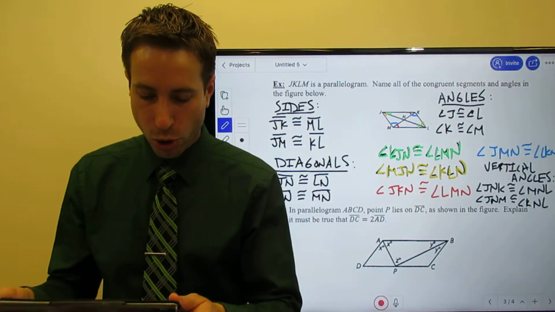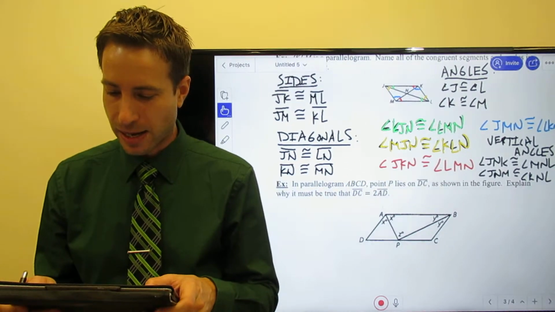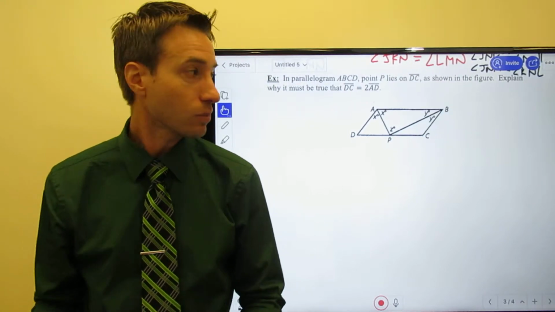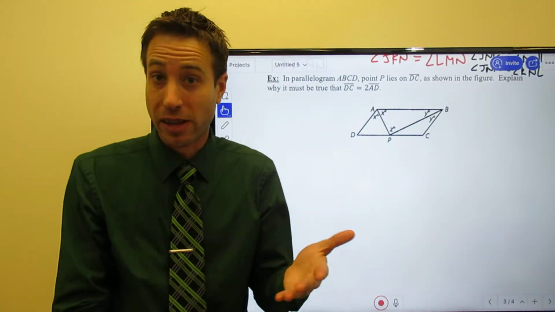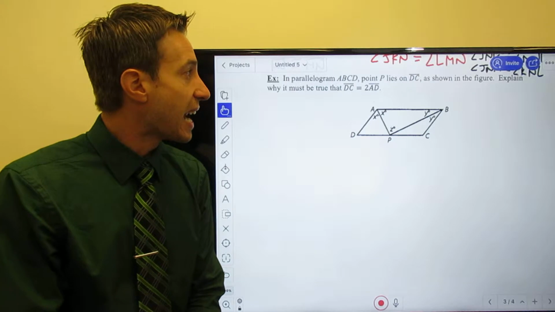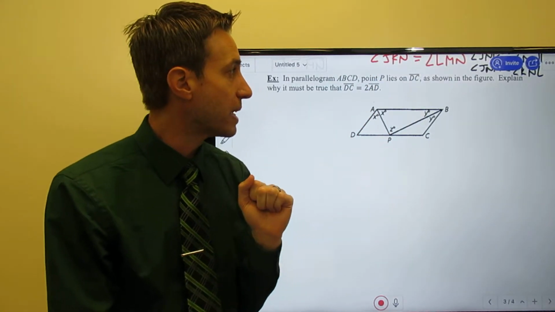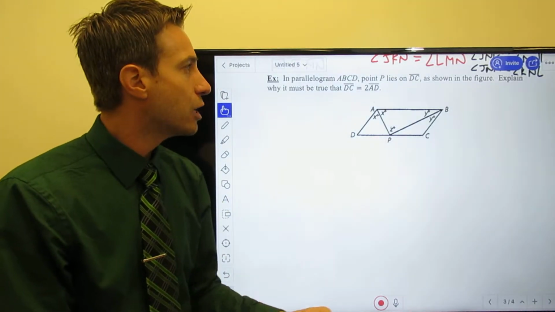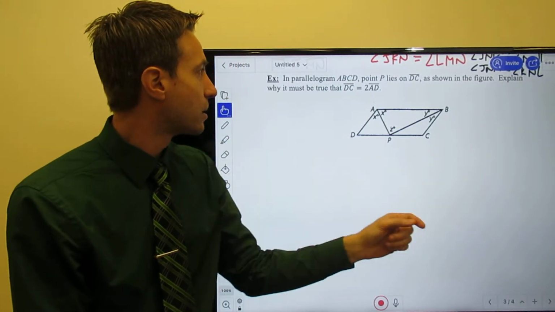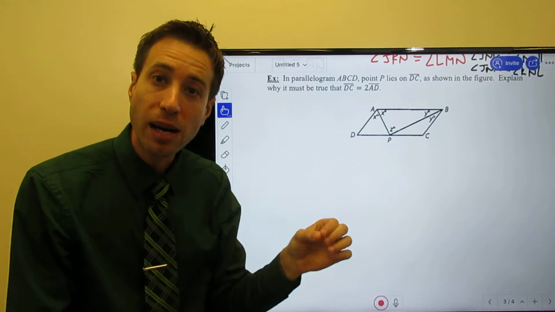All right. I got one more question for us here just to sort of wrap things up. So let's take a look at this last one. What I've done is I've given you a parallelogram. I tell you it's a parallelogram. And I tell you that point P lies on DC. So there it is, point P, as shown in the figure. Here's what I want you to do. I want you to explain to me why it must be true.